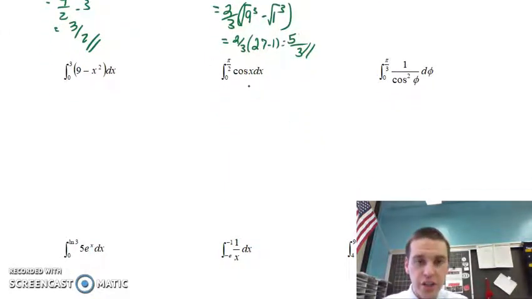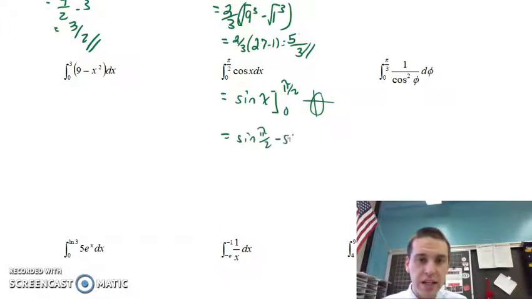A trig one, don't get too confused. We know the integral of cosine x is positive sine x. We're going to evaluate it from 0 to pi over 2. Again, if you need to remember your unit circle, sine of pi over 2 minus sine of 0. Sine of pi over 2, we're looking at the y value, so 1 minus 0, which equals 1.